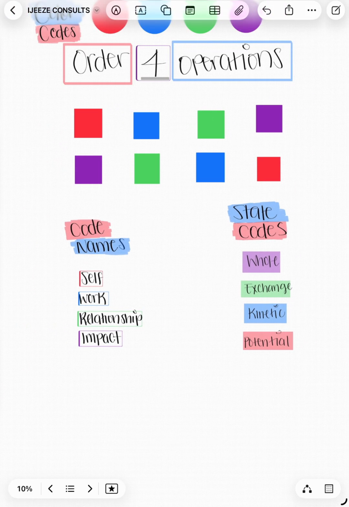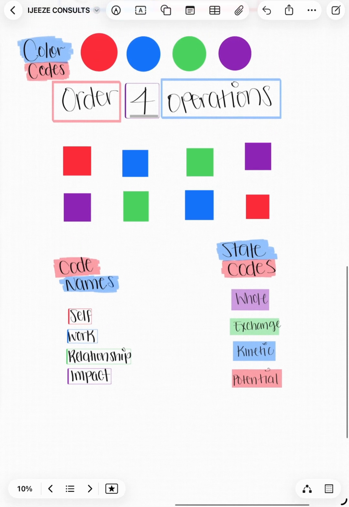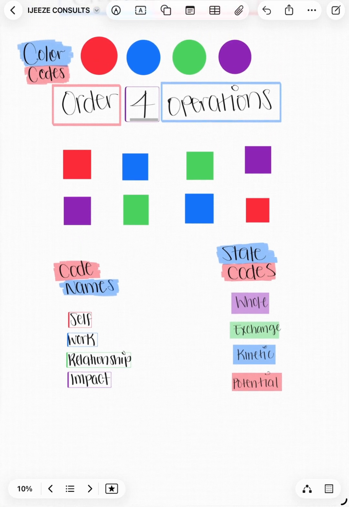So, yeah, the state codes. I might still workshop the name, but it's essentially describing how energy is behaving. So beyond where something sits, like self, work, relationship, impact, we also care about how it is behaving. For that, I use state codes, and you can think of these as modes or charges or energy states. So whole, being the purple color, is an all-encompassing, integrated state.